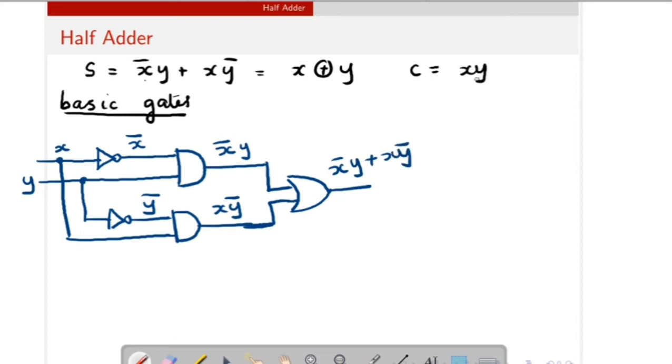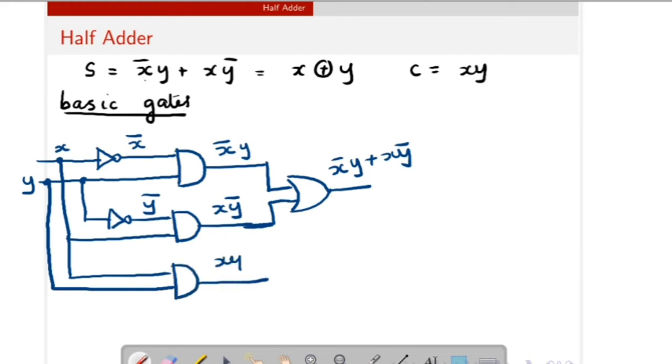Next we can draw the circuit for carry, that is C is equal to xy. So here we have the x input, take that x input, this one is the y input, take that y input, both are ANDed together, so here we have the xy. So this is carry xy and this is the sum x bar y plus x y bar, right? So this is the implementation of the half adder using basic gates.